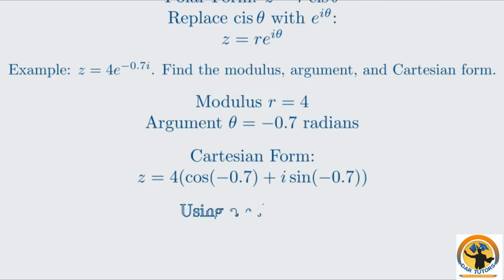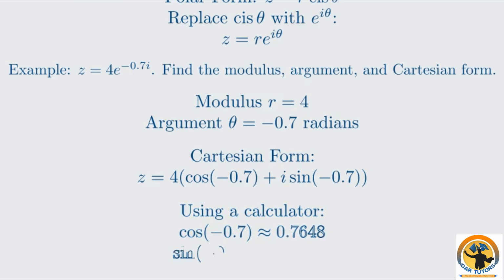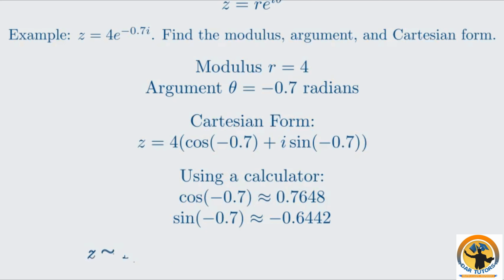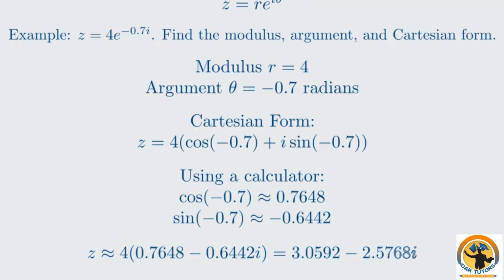Using a calculator, we find that cos of 0.7 is approximately 0.7648, and sin of 0.7 is approximately 0.6442. Plugging these values in, z is approximately 4 times 0.7648 minus 0.6442i. Distributing the 4, we get the Cartesian form, approximately 3.0592 minus 2.576i. This shows how to easily extract information and convert between the exponential and Cartesian forms. Euler's formula provides a powerful tool for manipulating exponential expressions that involve complex numbers.